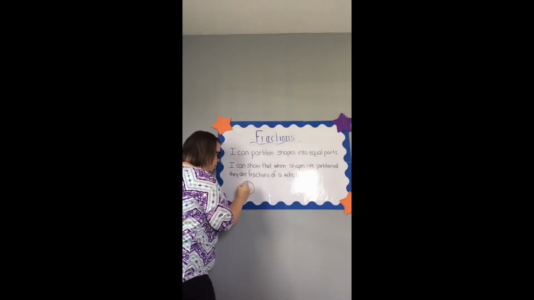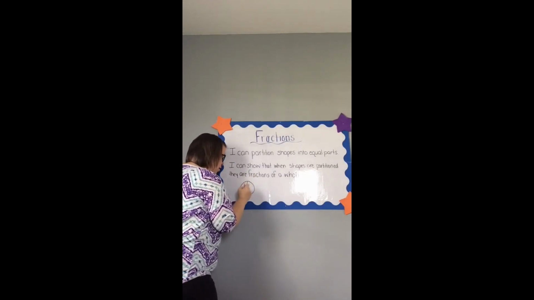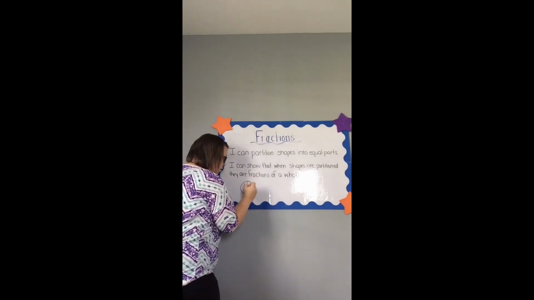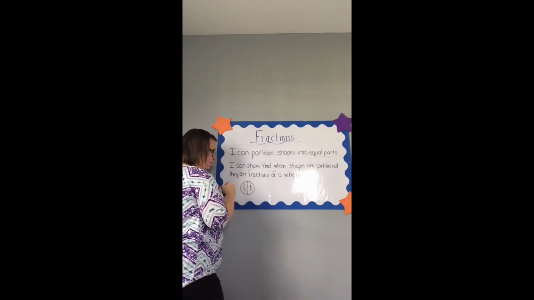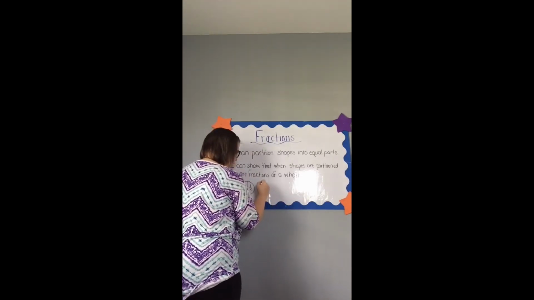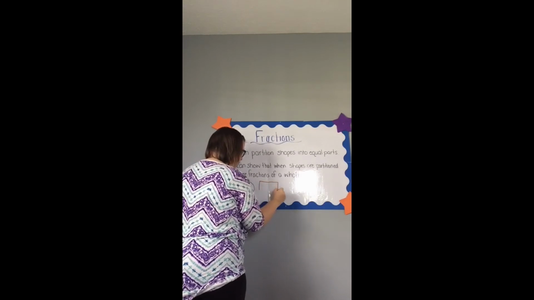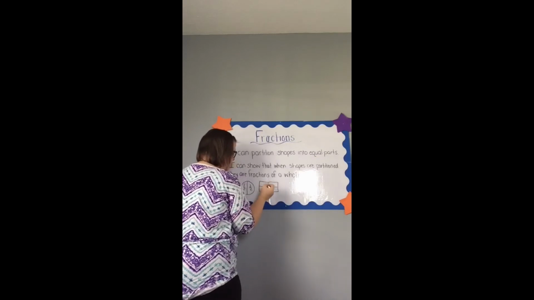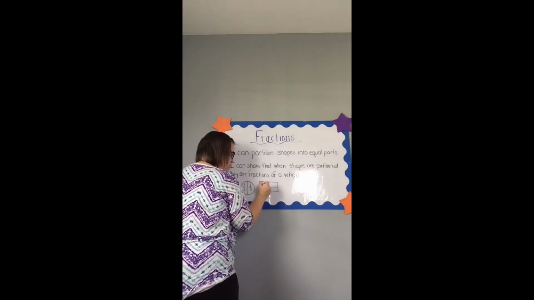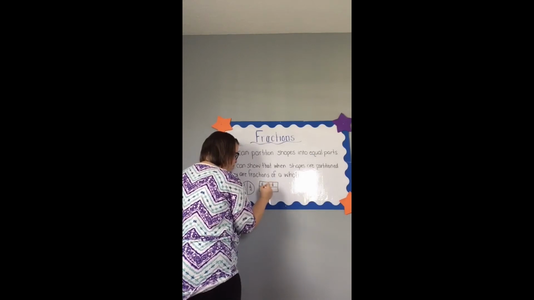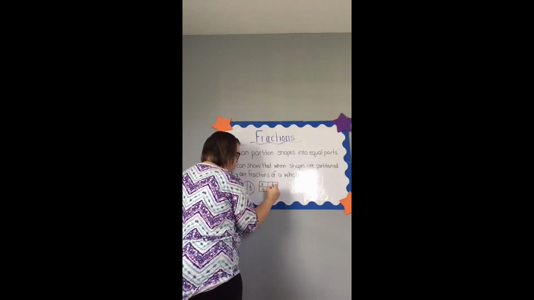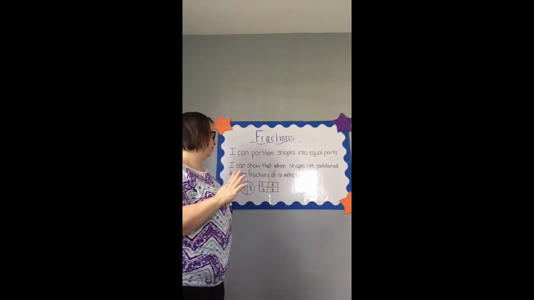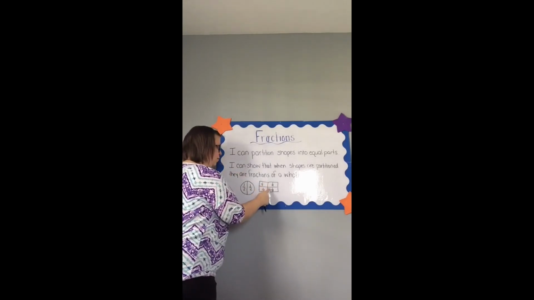That means that each part of this circle is 1/2 because it is one part out of two total. The other side is one part out of two total. Okay? If I have a rectangle and I divide it into 4 equal parts, this part is 1/4, 1/4, 1/4, 1/4. That means it is one part out of 4 total. Okay? So there's 1, 2, 3, 4.